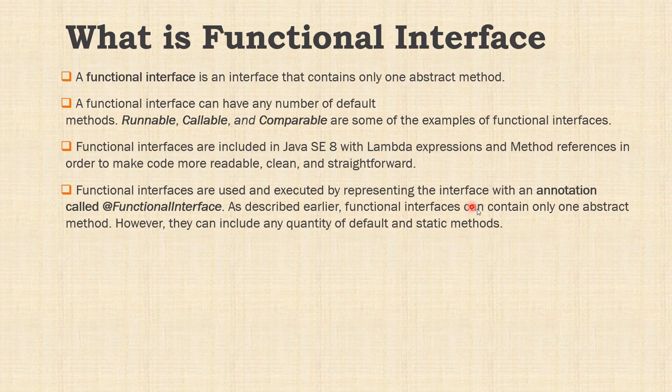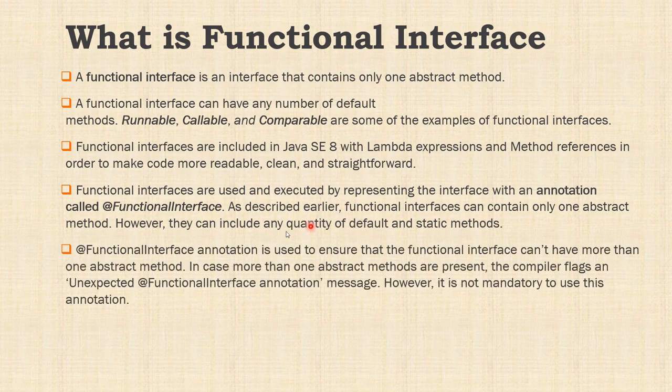We can use @FunctionalInterface, and it's optional to use, but if you use @FunctionalInterface on top of your interface, then it will restrict you to only one abstract method inside the functional interface. So it will be better to use it on top of the interface, and we can use multiple default and static methods inside the functional interface as we discussed earlier. The annotation is used to ensure that the functional interface can't have more than one abstract method. Just now I explained everything.